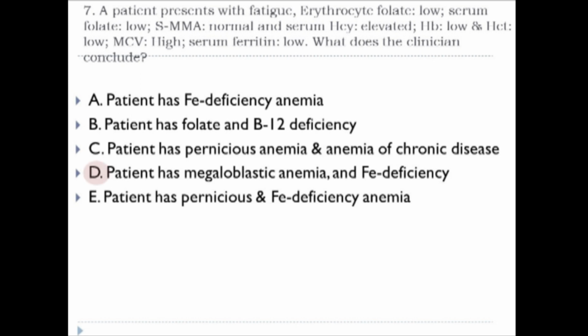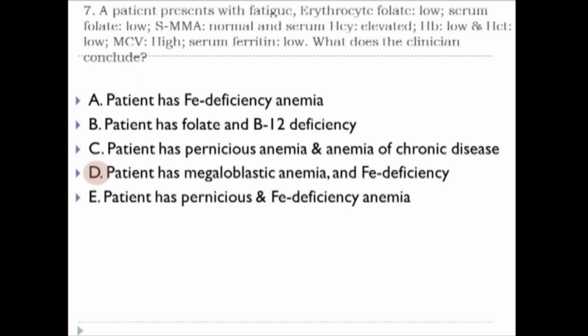The correct answer is D. The patient has megaloblastic anemia due to a folate deficiency and iron deficiency anemia. So why do we have a megaloblastic anemia? Well, first of all, we have it because there is clear evidence of a folate deficiency.